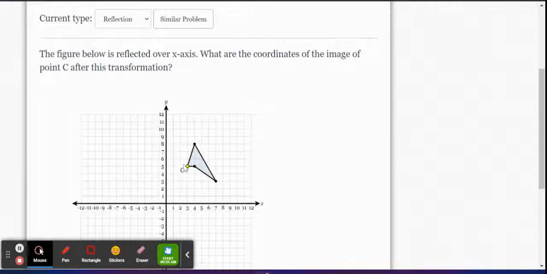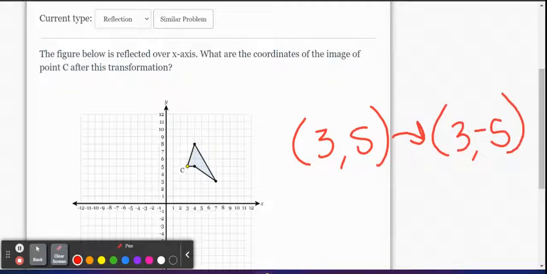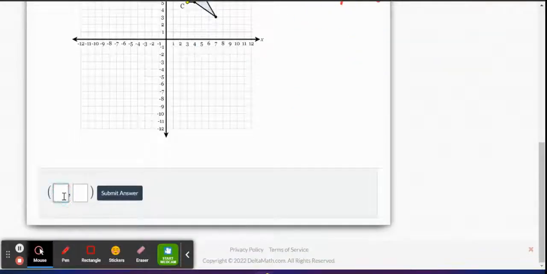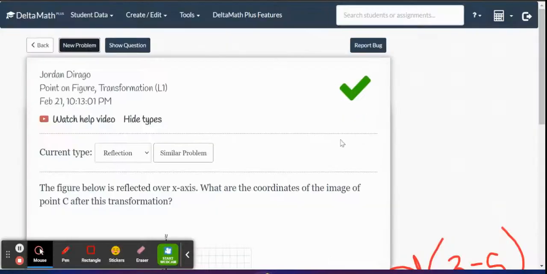Okay, again, when I reflect it over the x-axis, be careful, x-axis. So my point here, C, is 3, 5. Okay, if I'm reflecting it over the x-axis, it's changing the y value to 3, -5. Or you could just go up 5 and then down 5 right here. So it'd be up here. So this down here would be 3, -5. Bam. Okay.